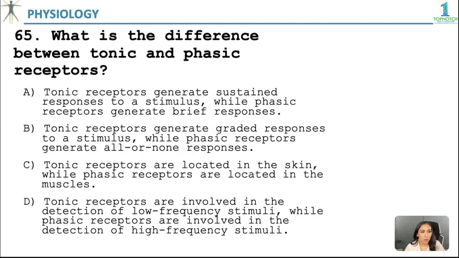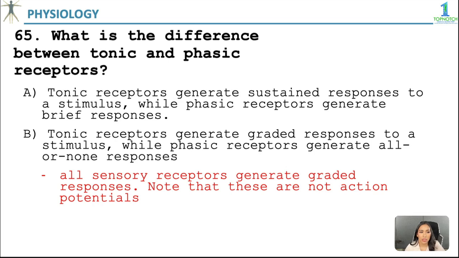What is the difference between tonic and phasic receptors? Okay, medyo mahaba yung choices natin. Let's dissect it. Okay, mali yung B. Bakit? Tonic receptors generate graded responses to a stimulus, while phasic receptors generate all or none responses. Mali! All sensory receptors generate graded responses, and these are not action potentials. So, mali yung B.